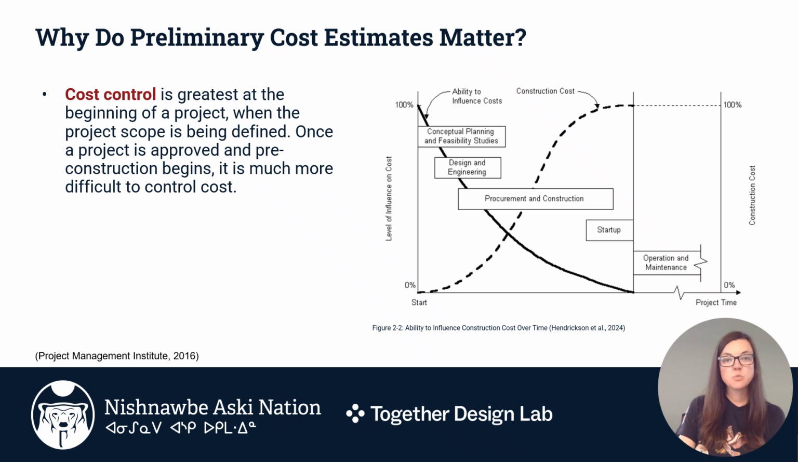So why do preliminary cost estimates matter? Cost control is greatest at the beginning of a project when the project scope is being defined. Once a project is approved and pre-construction begins, it is much more difficult to control costs. I would think about this as a boulder rolling down the hill. As you roll down the hill, the boulder is going faster and your costs keep going higher.